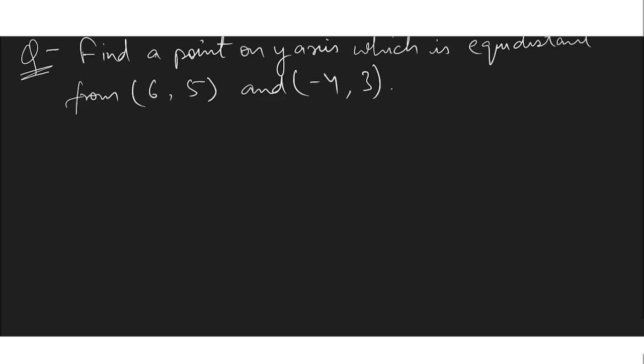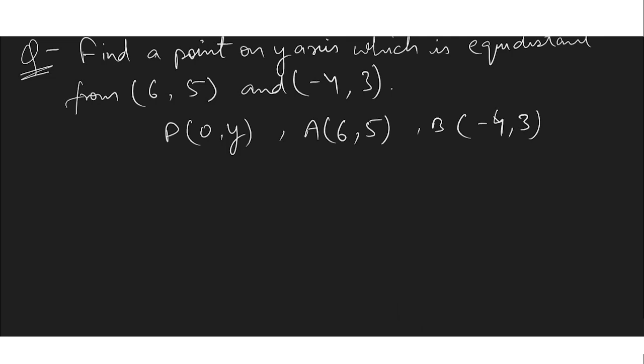Now let us say the point on the y-axis be 0, y. Since the point is on y-axis, we can conveniently say that the x coordinate of the point will obviously be 0. Hence, we take the point to be 0, y. Let the point A be 6, 5 and the point B be -4, 3. Now, AP is equal to BP as far as the modeling of the question is concerned.